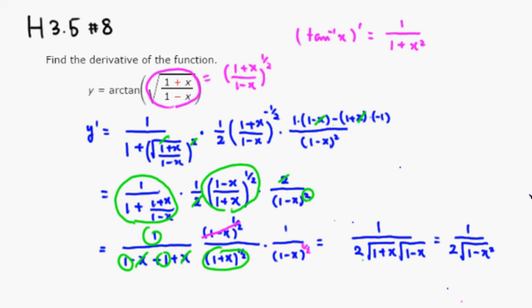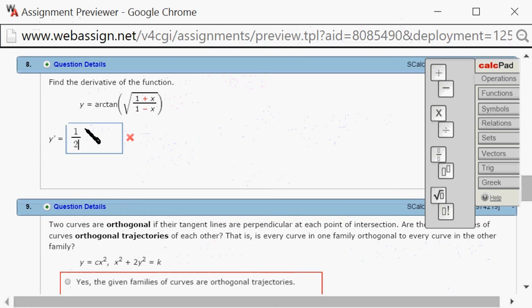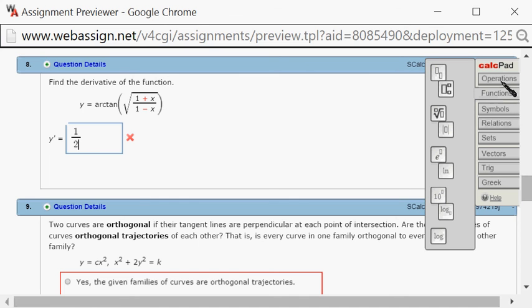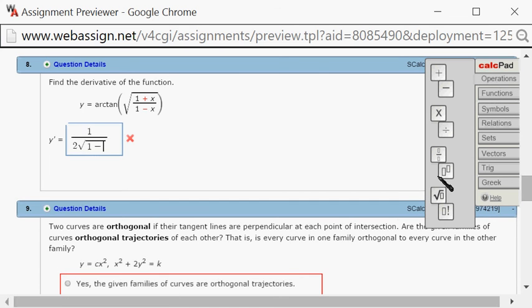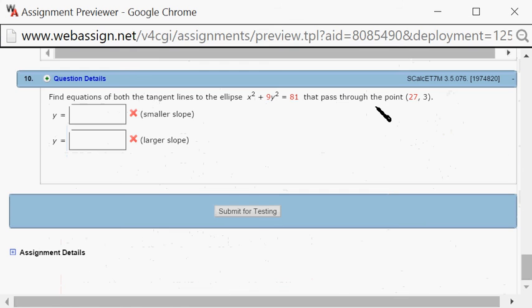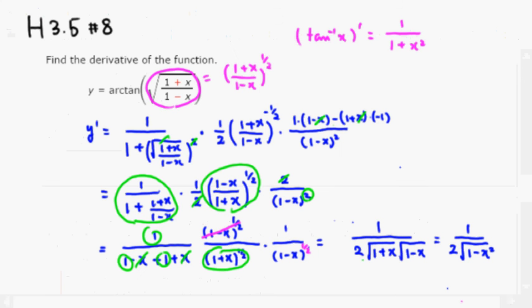Alright, so let's type it in. So we got 1 over 2 and the square root of, let's see, square root of 1 minus x squared. Right? Let's submit for testing. Alright, I came back and it looks like we got this one correctly. Alright, that's it. I hope that this was clear.